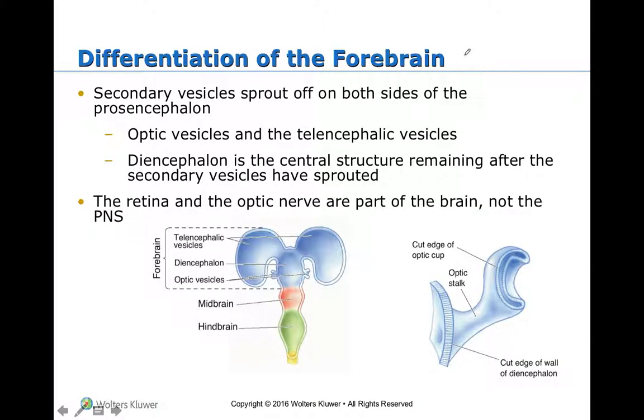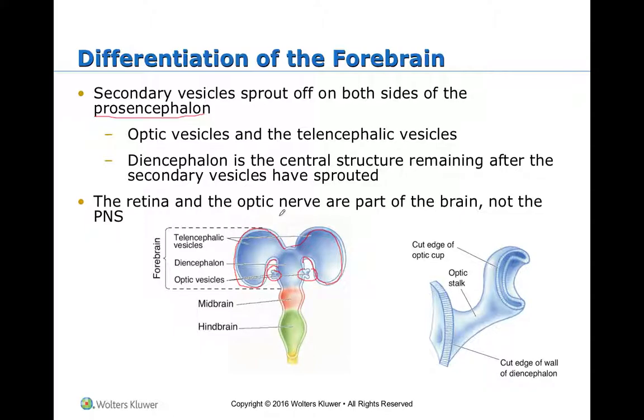So secondary vesicles sprout off on both sides of the prosencephalon, or the forebrain. These are optic vesicles and the telencephalic vesicles. So here are the telencephalic vesicles, which are giving rise to our hemispheres and our cortex. And here are our optic vesicles here.